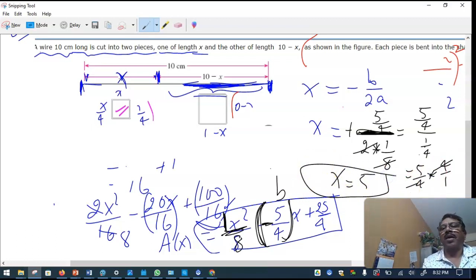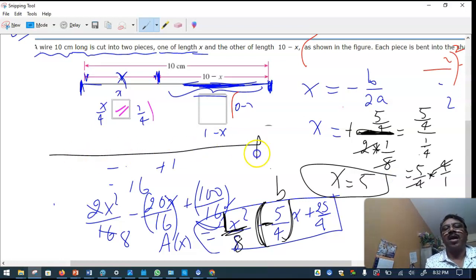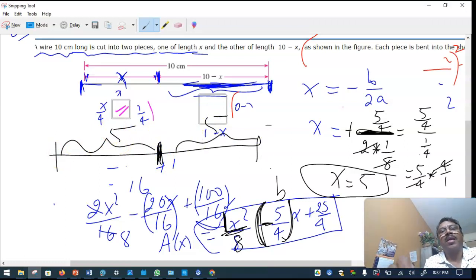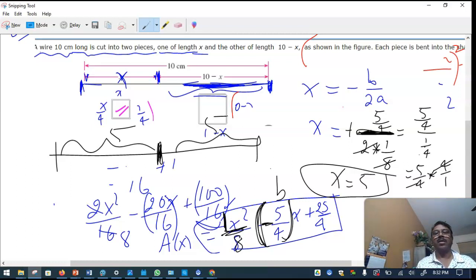So if x equals 5, that means if we have a length of 10, it has to be divided exactly into 5, and this also should be 5. And only then will you get the maximum area. So that's all the question was.